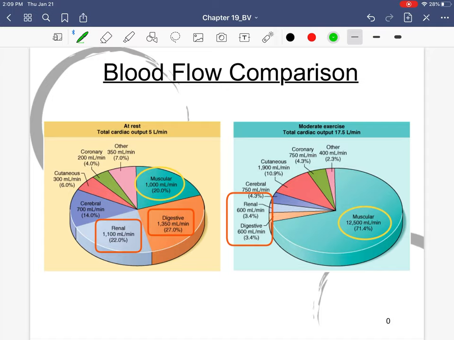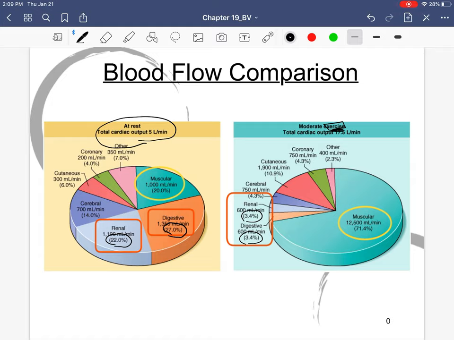Here is an example by percentage. I just want to do this to show you how much we can redistribute blood. Look at rest. At rest, even though it's 5 liters of blood, look at how much is going to my kidneys. Look at how much is going to my digestive tract. Over 20% is going to my kidneys, and then another 20% plus going to my digestive tract.